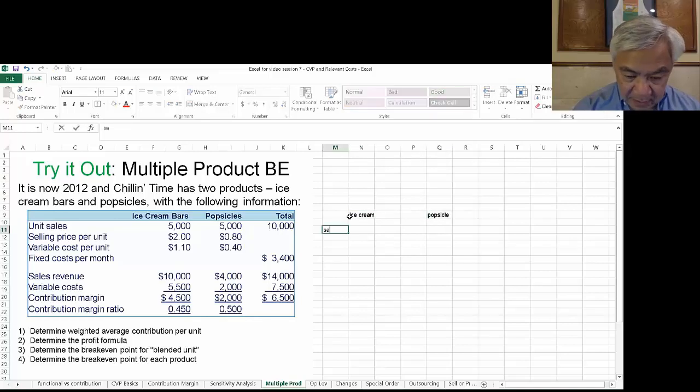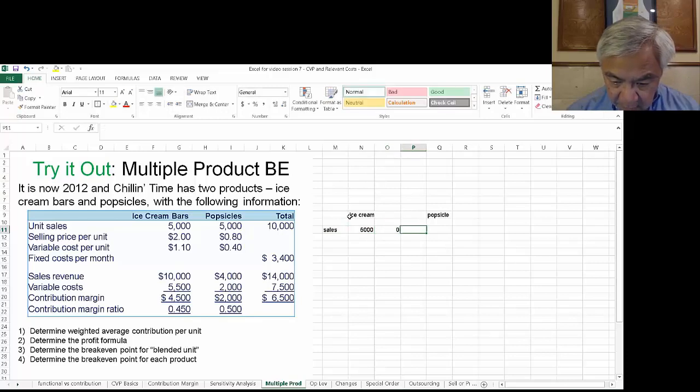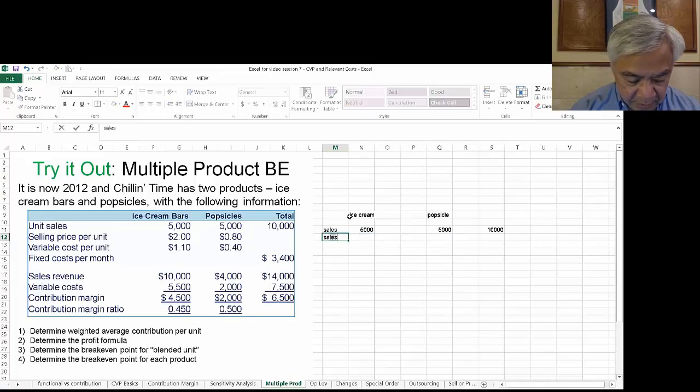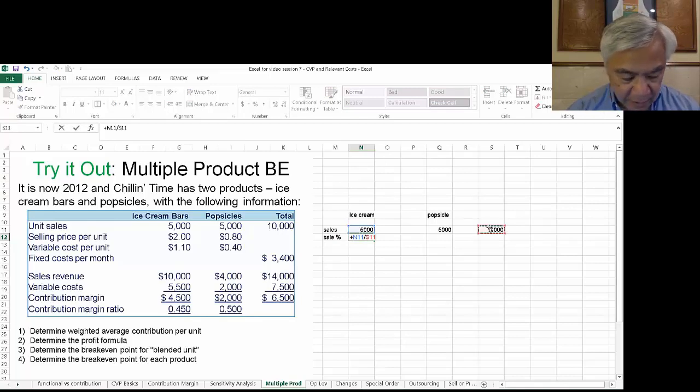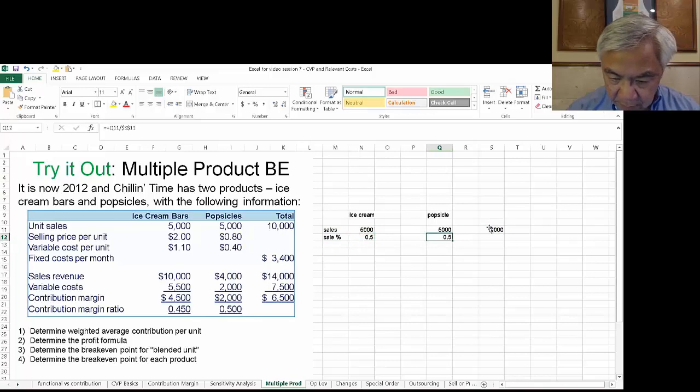For that, the sales of 5,000 and 5,000. So a total of 10,000. The sales percent is that divided by 10,000. We kind of know what that's going to be. And we copy that over there. The sales mix is 50-50.